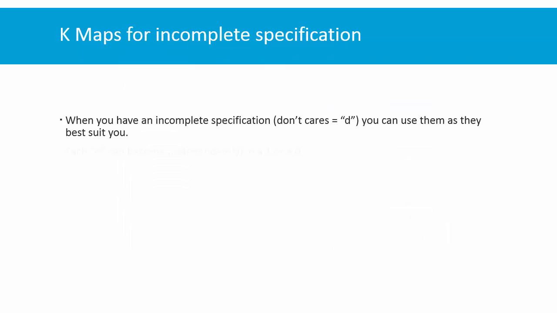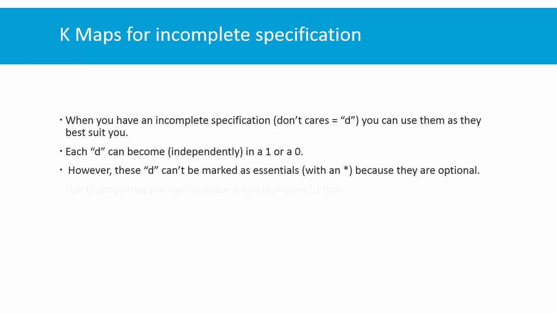Now, what happens with K-maps? When you have an incomplete specification function, the don't cares, which are the Ds, you can use them as they best suit you. Each D can independently become a 1 or 0. How do you decide if it becomes a 1 or a 0? Well, whatever is best for the function to be shorter, that's what you should do. However, these Ds, because we don't care about them, cannot be marked as essential. And this is the step in the algorithm where you put an asterisk.